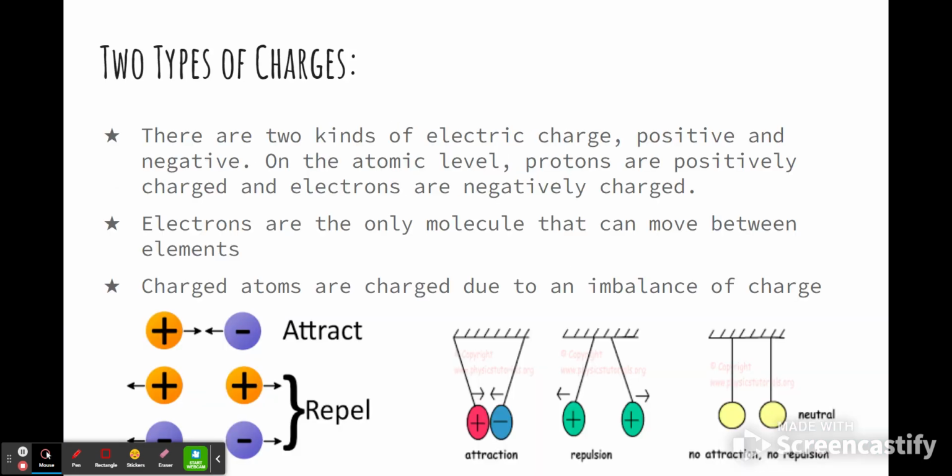Charges. There are two types of charges: positive and negative. Protons are positively charged and electrons are negatively charged. If an object has more protons than electrons, then the net charge on the object is positive. If there are more electrons than protons, then the net charge on the object is negative.